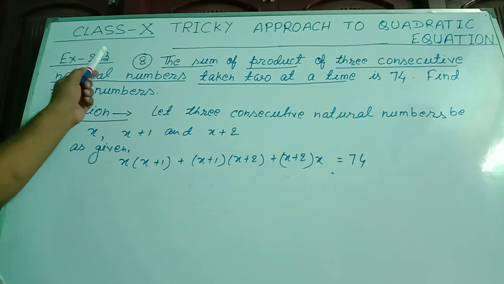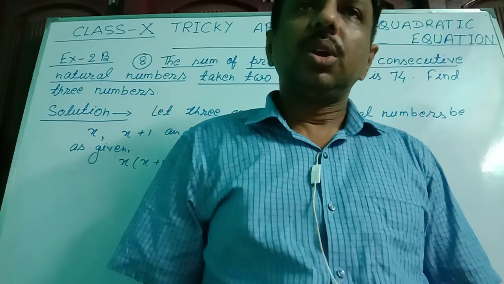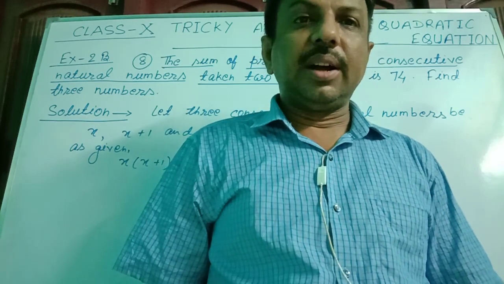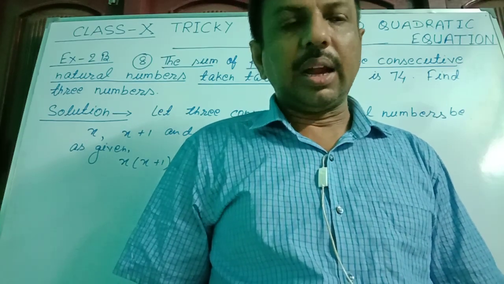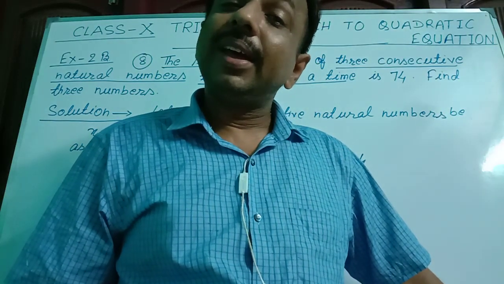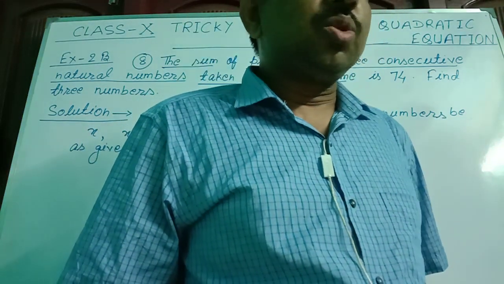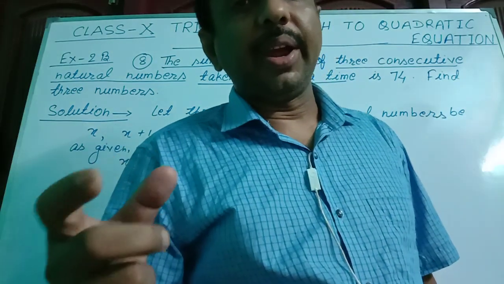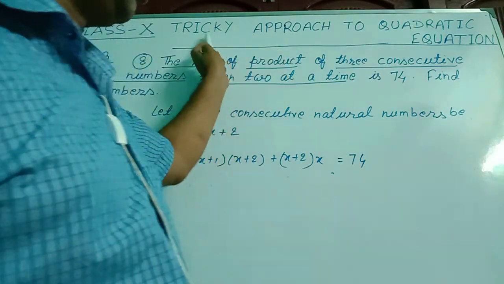We are solving exercise 2b, and this exercise is related to statements. All are statement based questions. In statement based questions we have two parts. First of all, after understanding the statement, we make the quadratic equation, and after making the quadratic equation we solve that quadratic equation for the value of x by the process of factorization. In the second part, when we solve the quadratic equation to find the value of x, in that part today I want to apply some tricks.